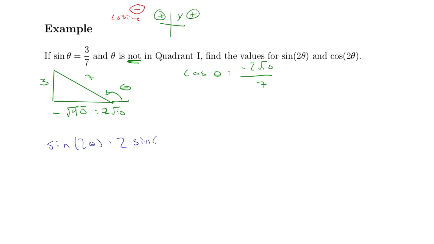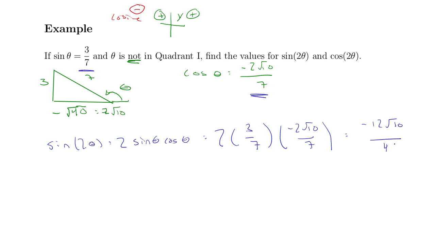2 sine theta cosine theta. We have both those values. Bang, there's sine theta. Bang, there's cosine theta. So this is 2 times 3 over 7 times negative 2 root 10 over 7. So we've got 2 times 3 is 6 times negative 2 is negative 12 root 10 over 49. Whatever that value is, you could approximate it if you want. But I'm looking for an exact value anyway, so this is good.